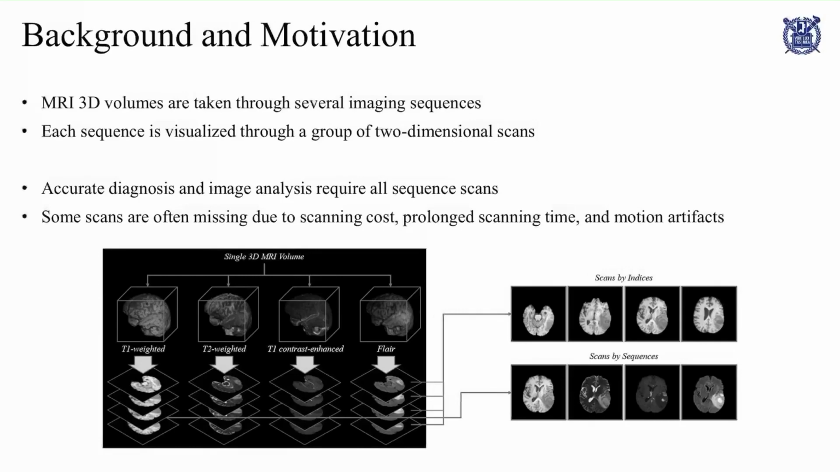MRI volumes are taken through several imaging sequences, and each of them is visualized through a group of two-dimensional scans. Unfortunately, many scans are often missing due to several problems.